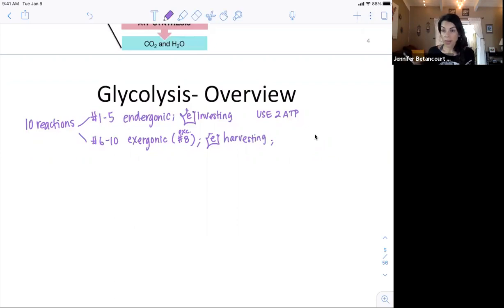Why? Because you're making high energy storing molecules. These are going to be 4 ATP. So not only did you repay what you put in, but now you have 2 extra. So yes, in theory, you're making 4 ATP, but the net gain is 2 ATP, right? Because this would be -2 plus 4. Not only that, you also make 2 NADH.